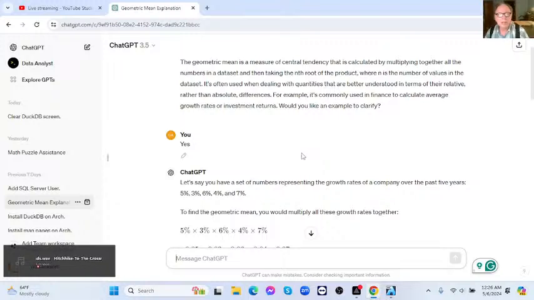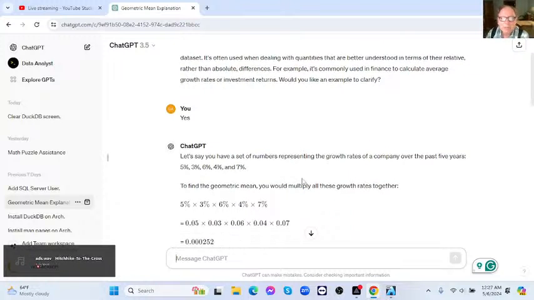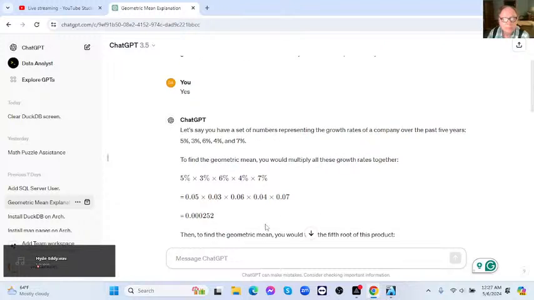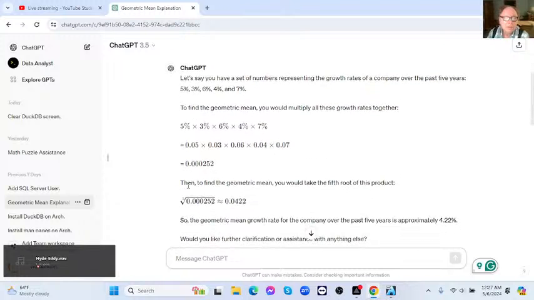Let's say you have a set of numbers representing the growth rate of a company. To find a geometric mean, you would multiply all these rates together, and then you would take the nth root of the product. Because there's 5 values, you could take the 5th root of this right here, and that gives you this. Okay?